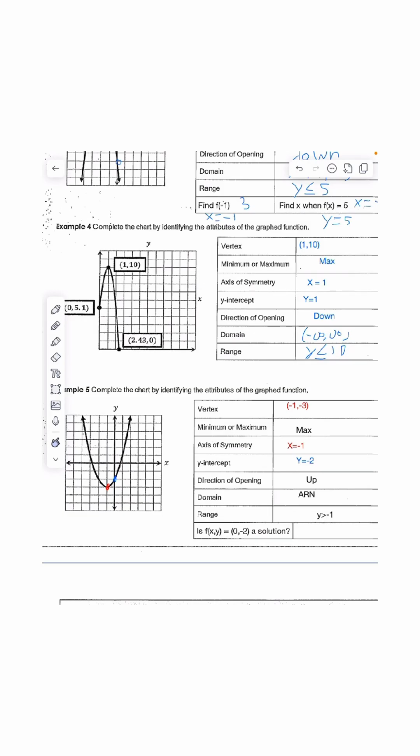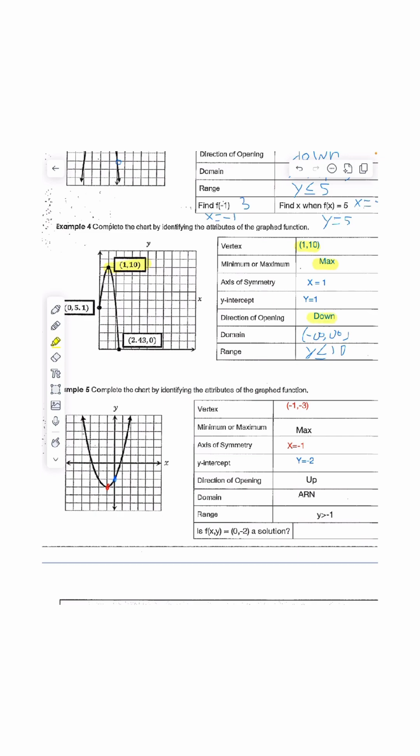Example 4, I already wrote it out for you, but I'm just going to highlight what I did. My vertex is (1, 10). My max is going to be the vertex. Notice the graph is facing downward, so you'll have a max. So my direction of opening is down.